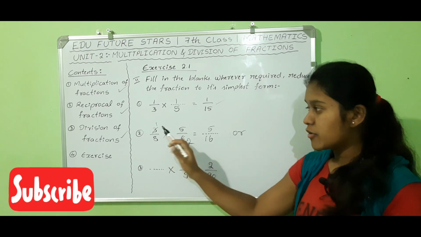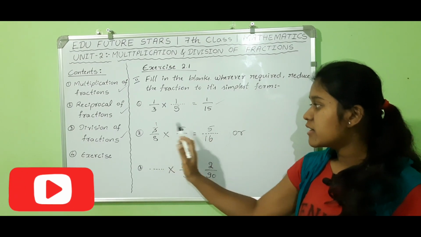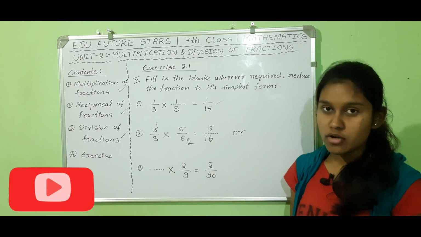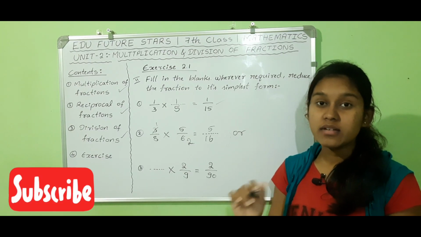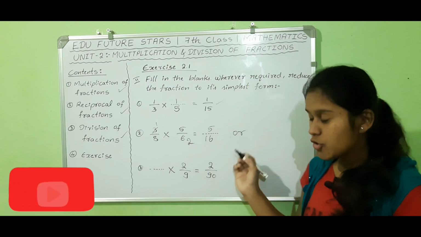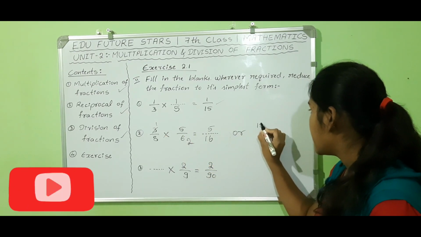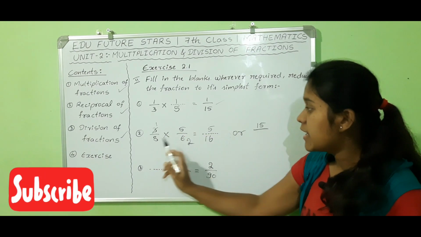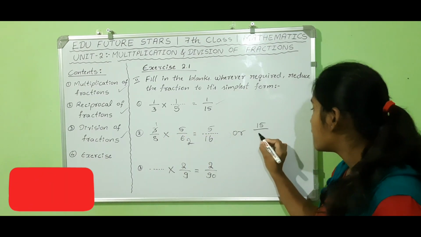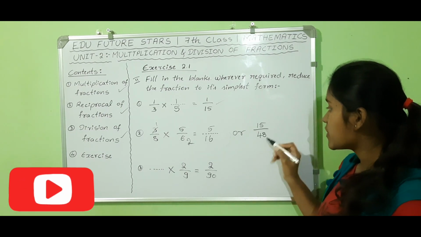So that is cancelling. Another method is to directly multiply the numerators and also multiply the denominators for the final result, so you can divide or you can cancel out the terms. So I'll show you now. 5 threes are how much? 15, right? 8 sixes are how much? 48, correct?